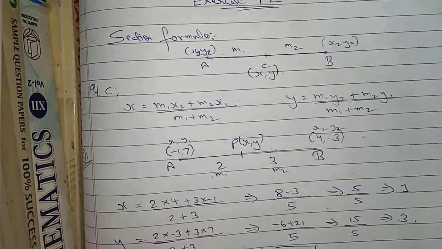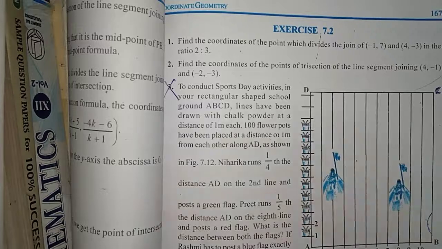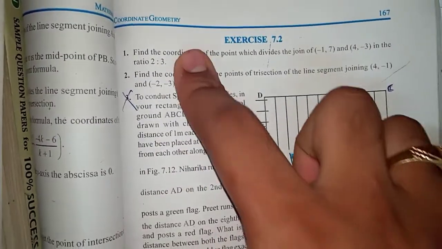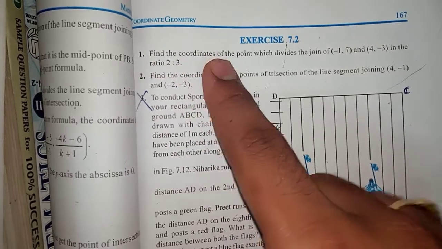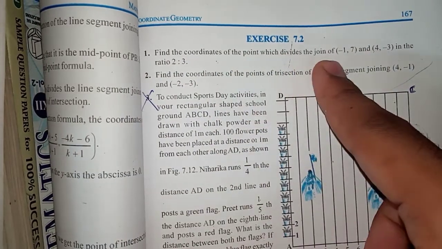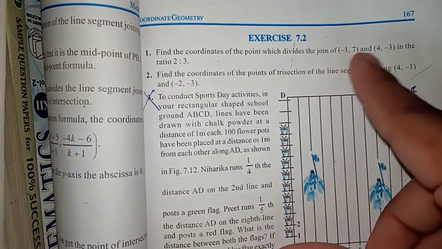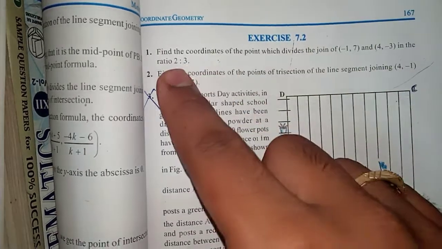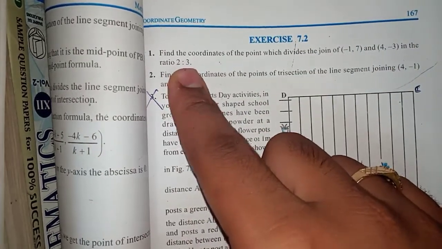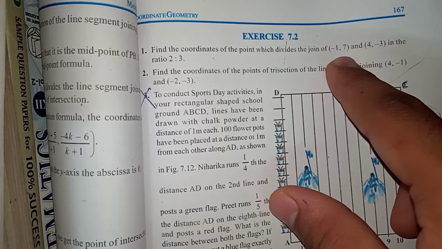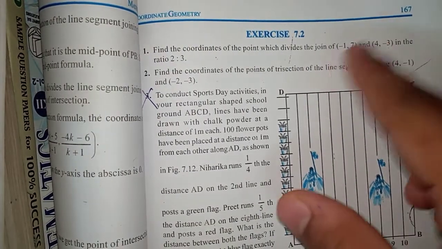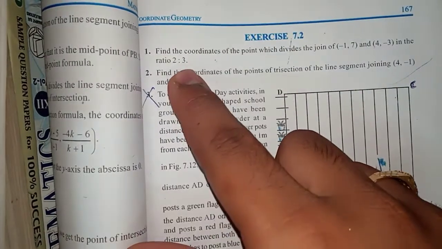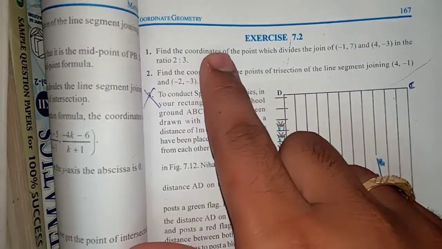Now look at the question. This is the first question of 7.2. Find the coordinates of the point which divides the join of (-1, 7) and (4, -3) in the ratio 2:3. Now look at that. The points are given. This is the point A, this is the point B. Both are given, and the ratio is also given, 2:3. We have to find the coordinate.